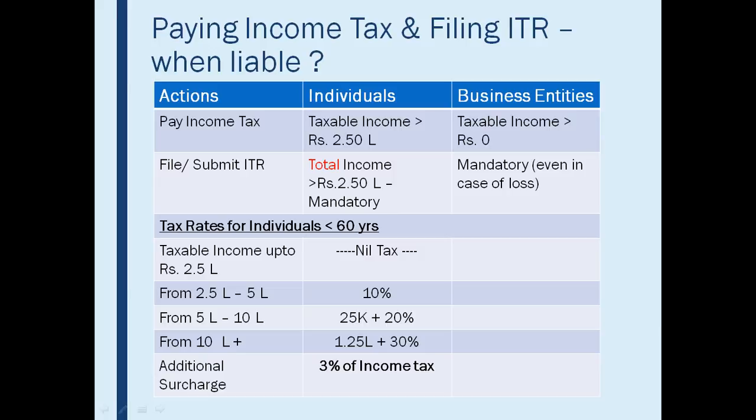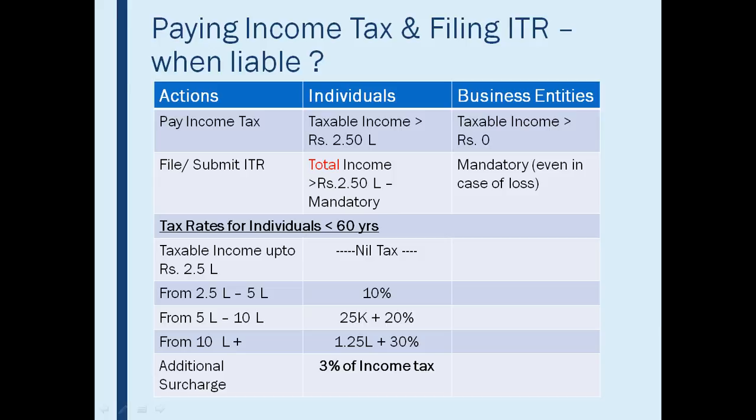If your income is from 5 lakhs above, up to 10 lakhs, then you need to pay income tax of 20% on this higher income plus 25,000 extra. What is this 25,000? It is nothing but your earlier slab, this 2.5 lakh to 5 lakhs, 10% on that is 25,000. So that also you need to pay.